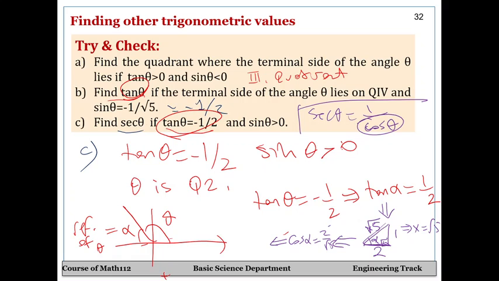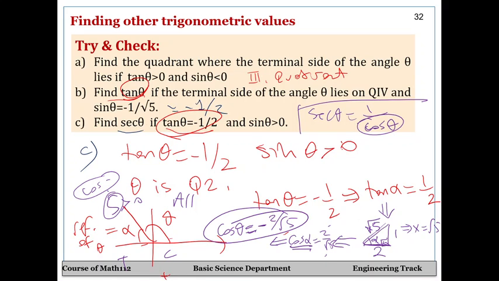So cosine theta is now what? By ASTC, S is positive, so cosine will be negative here, right? So cosine theta is minus cosine alpha, which is minus 2 over square root 5. So what is secant theta now? It will be minus square root 5 over 2.